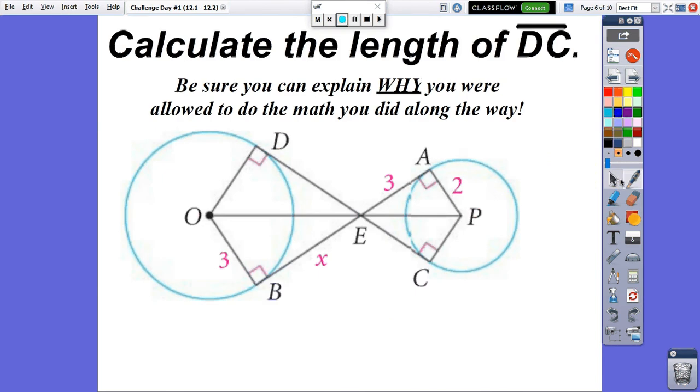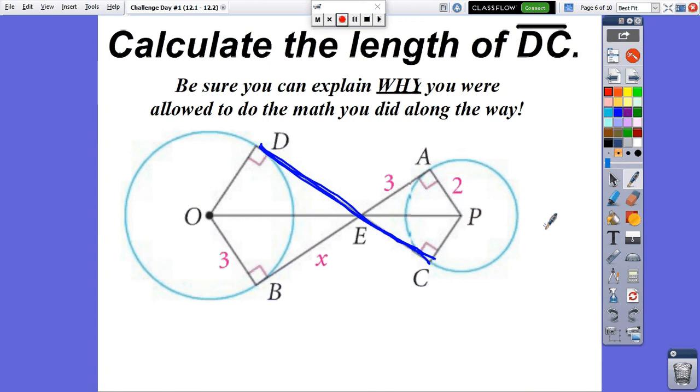Number 5, calculate the length of segment DC. So where's DC at? DC is right here. All right, be sure you can explain why you were allowed to do the math you did along the way. Now, this is going to use some previous chapter information when we did similar triangles. So let's see, what do we got here?